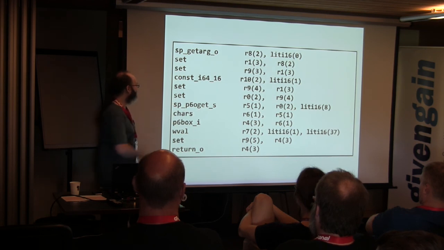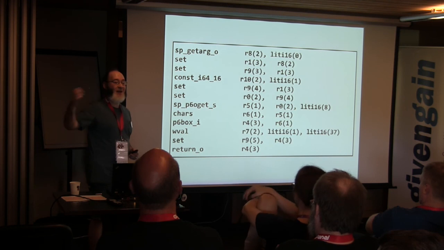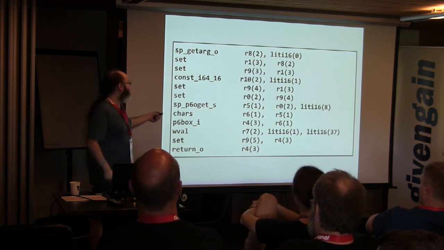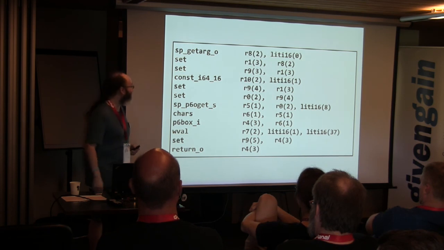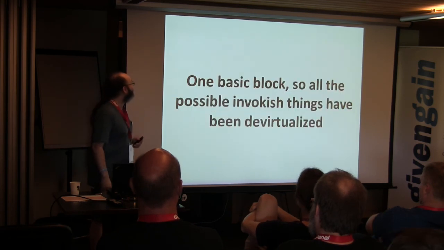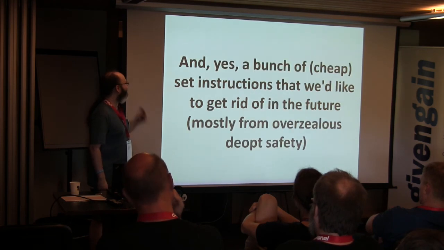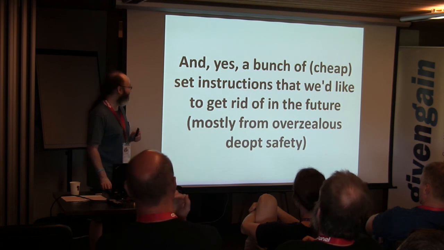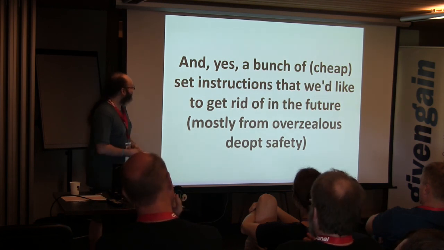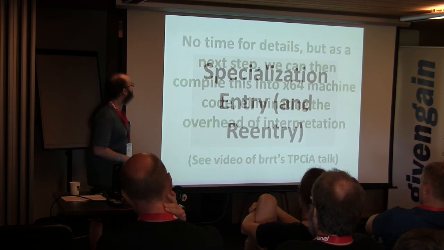This here, by the way, is actually just a very direct memory reference rather than doing an attribute lookup by name. That JIT compiles into just a couple of instructions to look up an attribute. So, all type checks removed, and a few things that we'd like to get rid of when we're smarter in the future. Okay, so that basically brings me through the things I wanted to say.